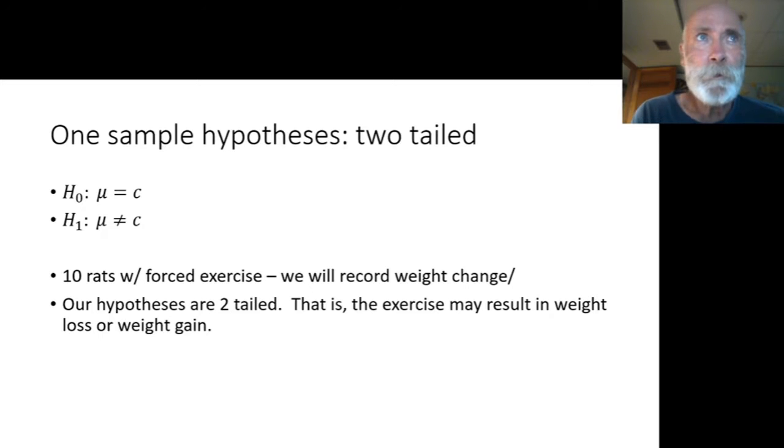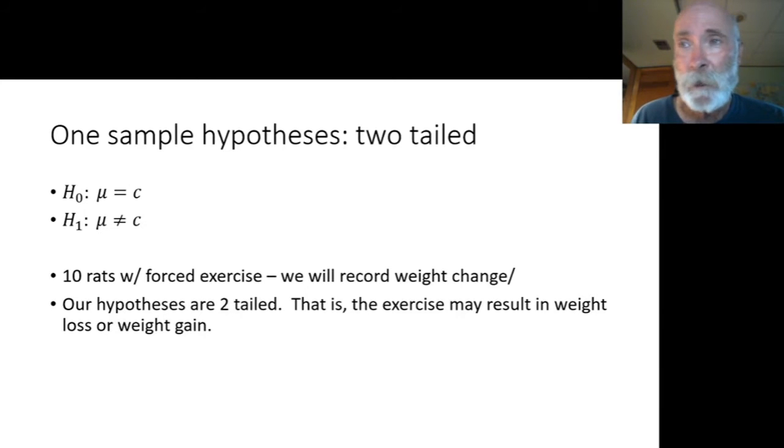The example we'll use will be from some rats that have been forced to exercise on a treadmill. There are 10 rats, and they are put on this treadmill regime, and then following that we're going to record their weight change. So we weigh them initially, put them on the treadmill over a period of weeks, and then weigh them again. Our hypotheses are two-tailed, and what I mean by that is that the weight of the animal may increase or may decrease. We really don't know what's going to happen here.